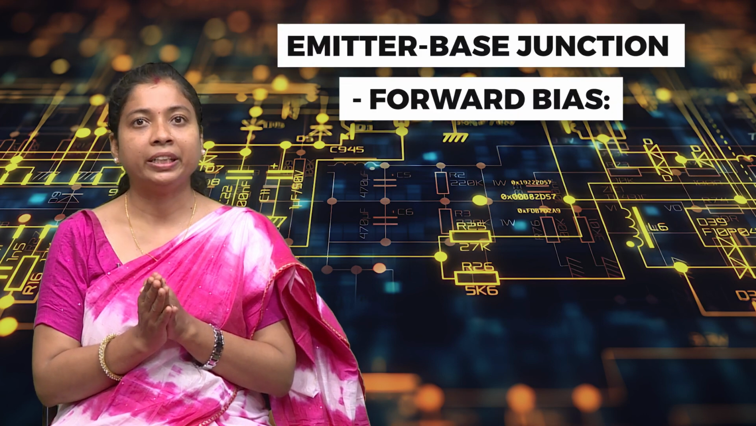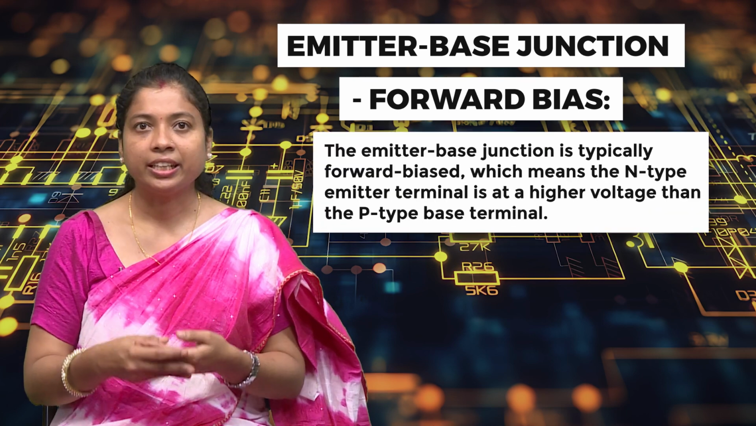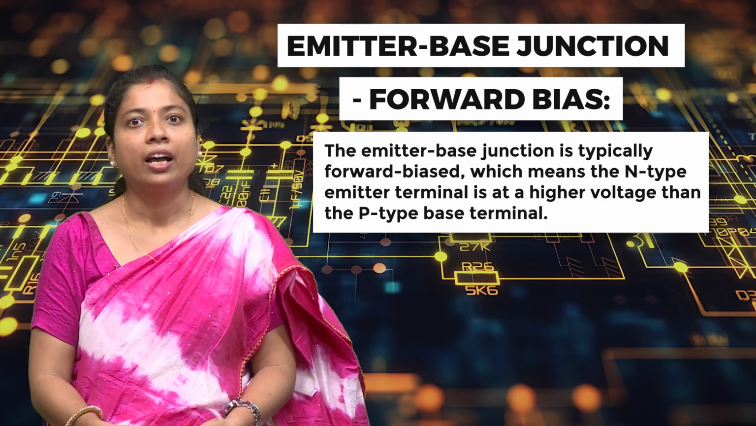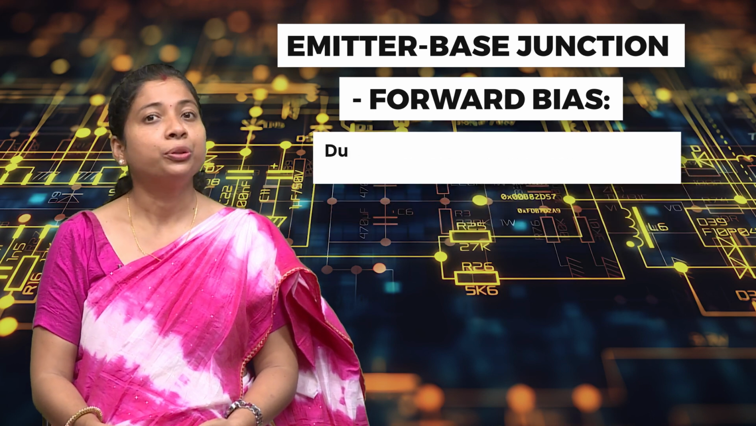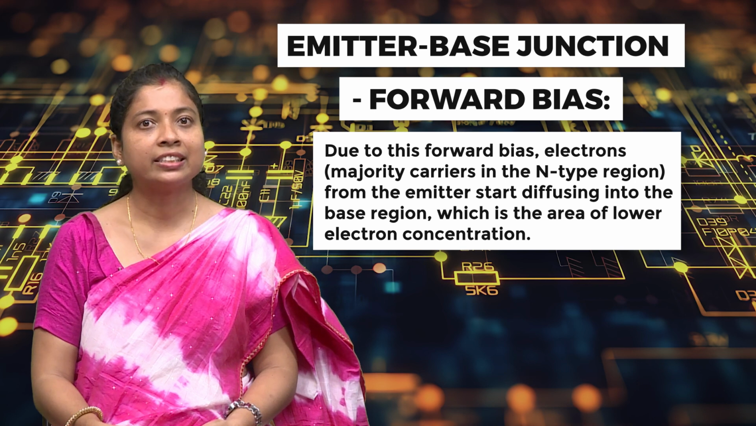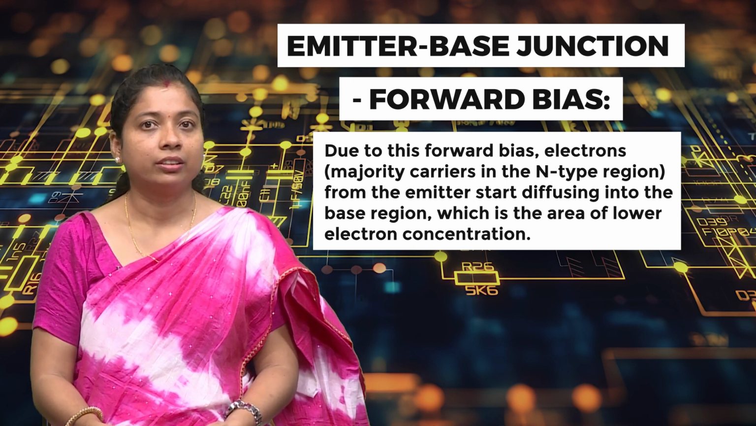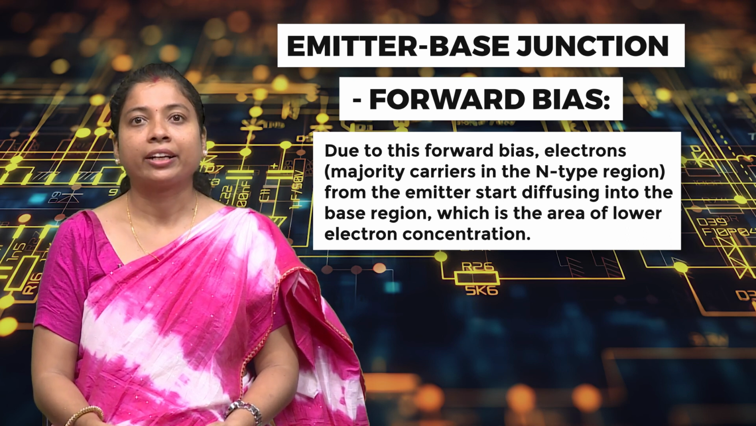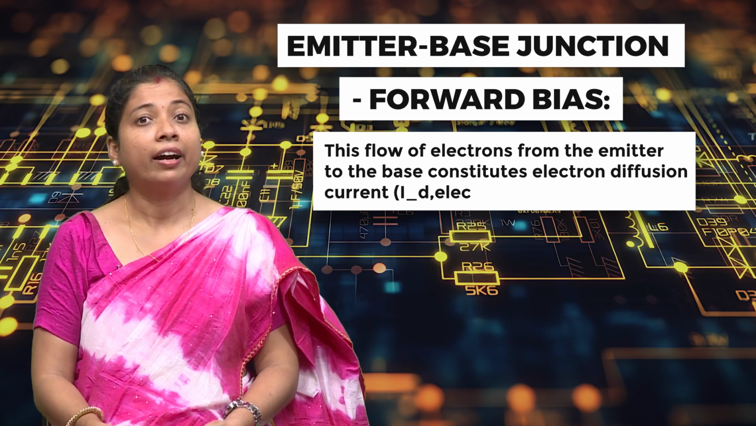First, we take the emitter-base junction, which works in forward bias. The emitter-base junction is typically forward biased, which means the N-type emitter terminal is at a higher voltage than the P-type base terminal. Due to this forward bias, electrons, the majority charge carriers in the N-type region of the emitter, start diffusing into the base region, which is the area of lower electron concentration. This flow of electrons from the emitter to the base constitutes the electron diffusion current.